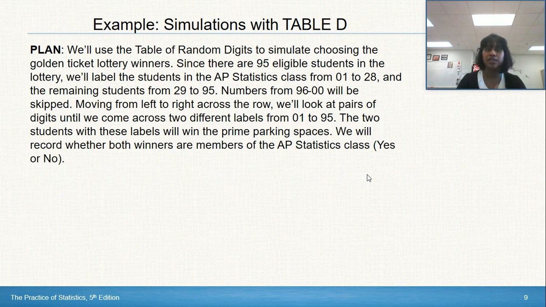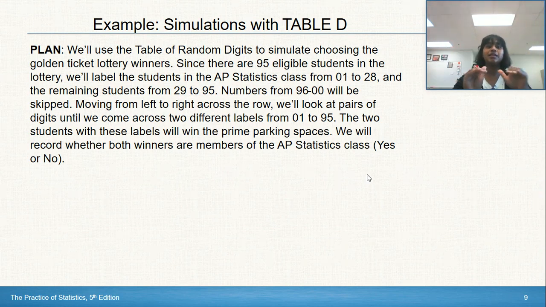So all these steps are very detailed. Since there are 95 eligible students in the lottery, we'll label the students in the AP Statistics class. Already, so many details are included. We'll label the students from 01 to 28, and the remaining students from 29 to 95. So I didn't just say label the students from 1 to 95. I was very specific. Numbers from 96 to 00 will be skipped. Again, very specific. We're skipping those because there are only 95 eligible students. So we're not leaving that up to our imagination.